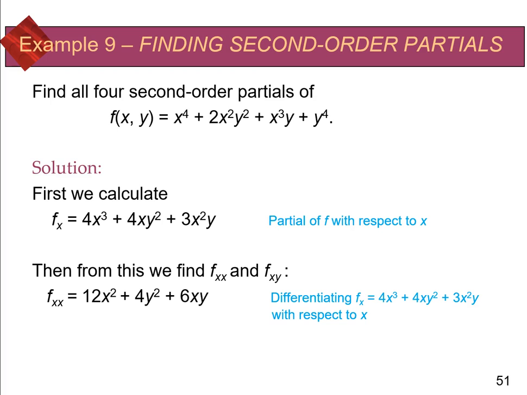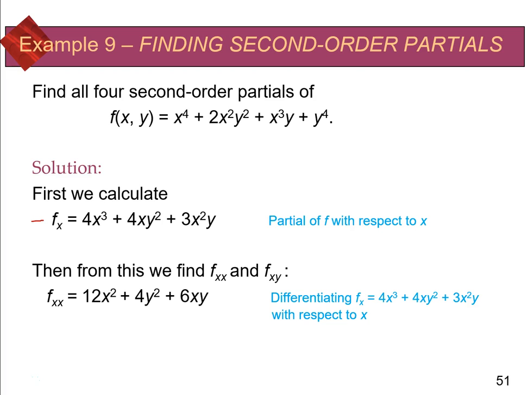The y is a constant multiple. The y to the fourth is treated as a constant, so when I do the derivative with respect to x, that just goes away. Now that I have f sub x, when I do f sub x sub x, I'm going to take the derivative of this again with respect to x. So I'm going to end up with 12x squared. The 4x is going to become 4. The y squared is a constant. The 3x squared is going to just become 6x. The y again is a constant.